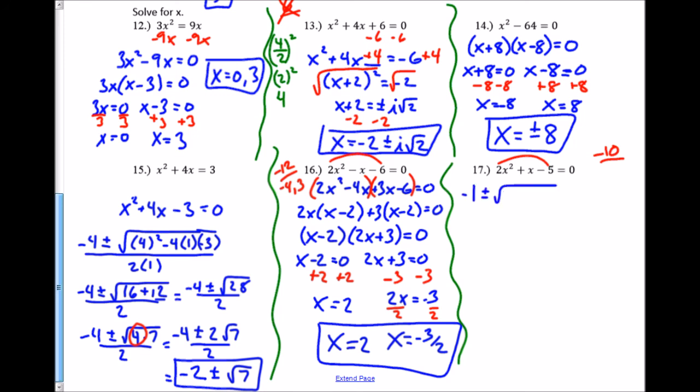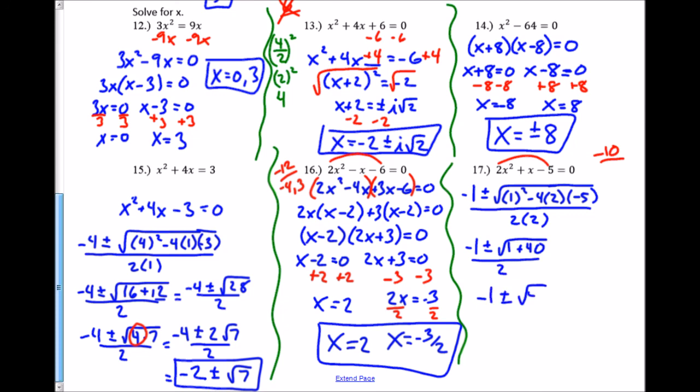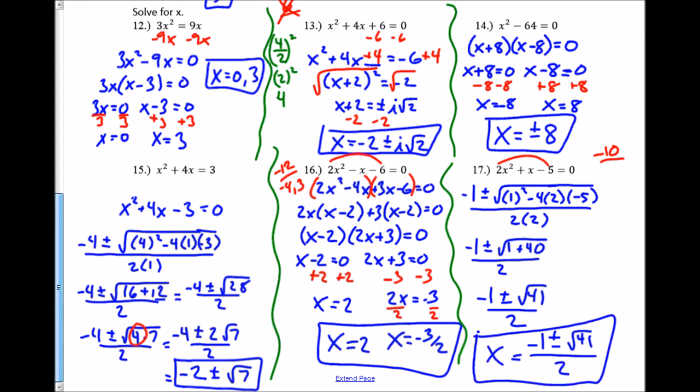Opposite of b plus or minus the square root of b squared minus 4 times a times c. All over 2 times a. That's a -1 plus or minus the square root of 1 plus 40. All over 2. So I get -1 plus or minus the square root of 41 over 2. Which that's it. I can't simplify that any further. Those are my two x values. Okay? I get these two irrational solutions, and that's it. All right?